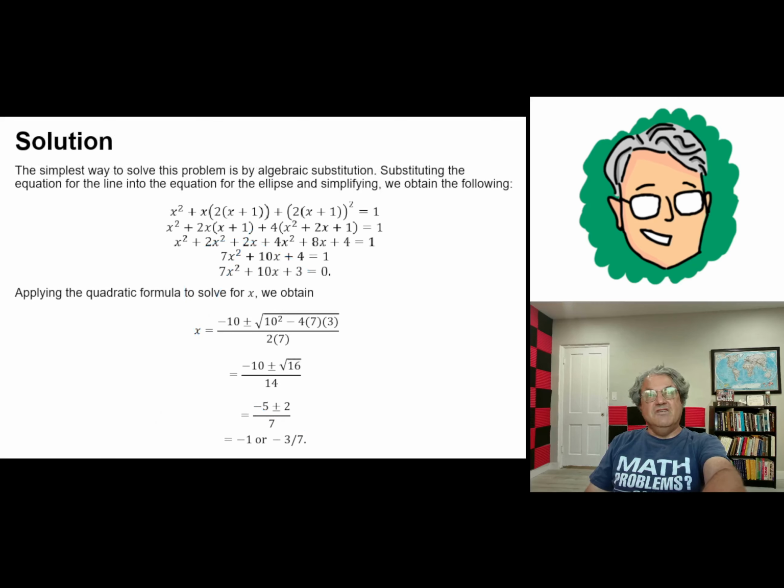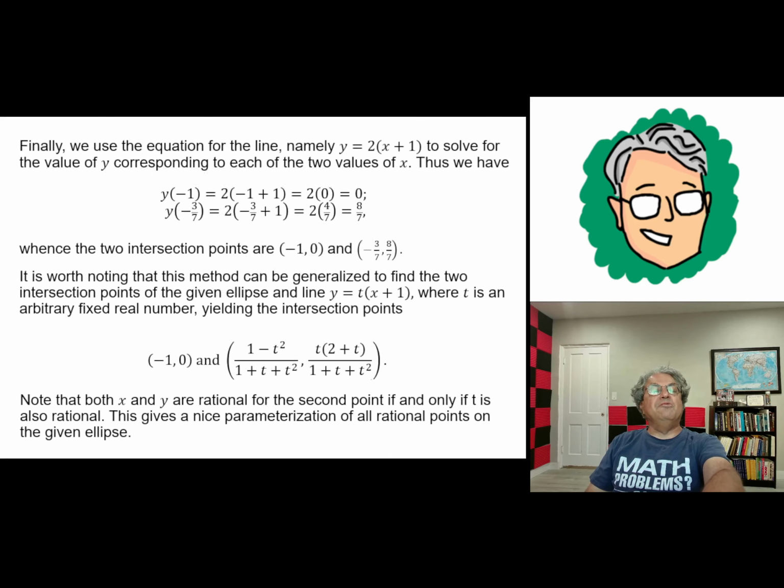It's just that this time we substitute y equals t times x plus 1 instead of y equals 2 times x plus 1. And I'm not giving all the steps here. You can check this yourself, but it turns out if you do the algebra, the second point you get is this kind of ugly looking point. The x coordinate is (1 minus t squared) over (1 plus t squared). And the y coordinate is t times (2 plus t) with the same denominator, 1 plus t squared. You can check that for yourself. You can also check that when t equals 2, you get the solution we found earlier, negative 3/7, comma 8/7.